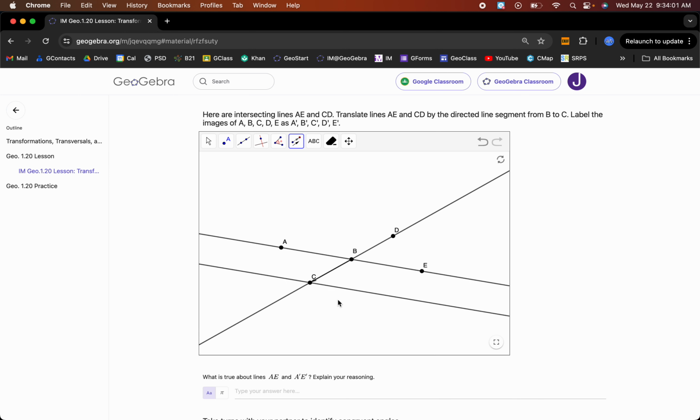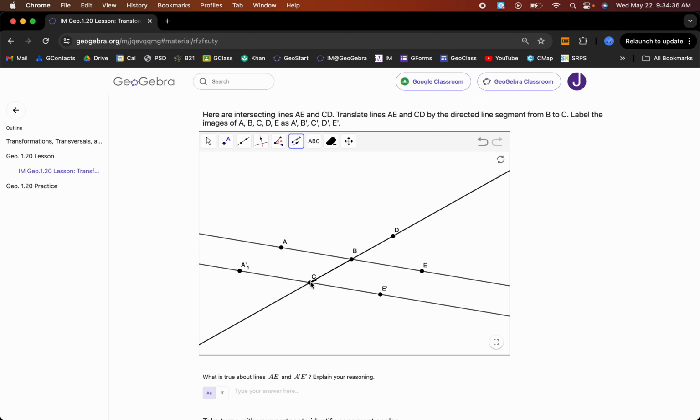I got a parallel line, right? And so if I do the same thing, I'm just going to do these points individually as well, from B to C. And I'm going to do also point E from B to C. And that'll give me E prime here. All right, cool. And then it says also CD from B to C. Okay, CD from B to C.